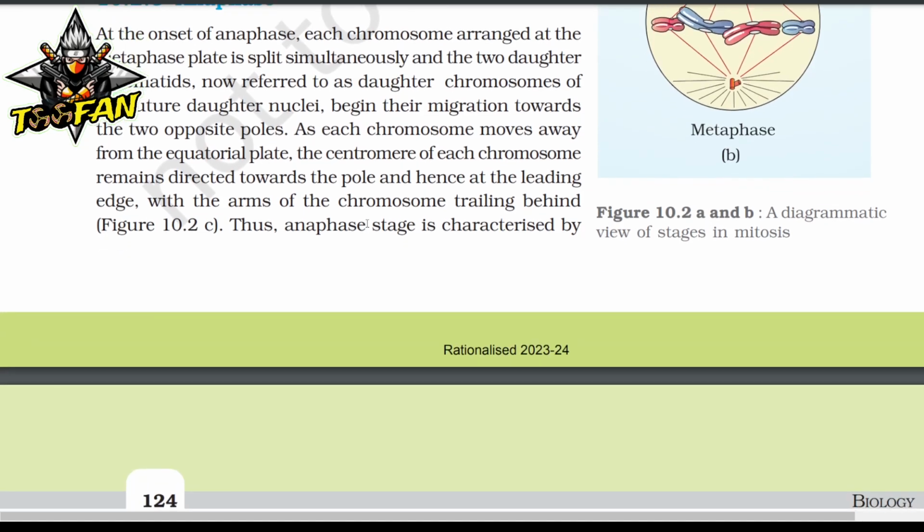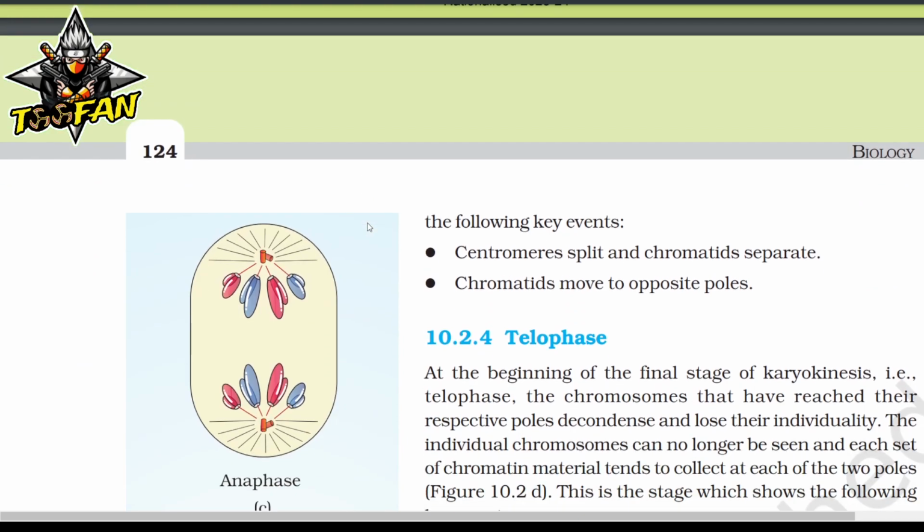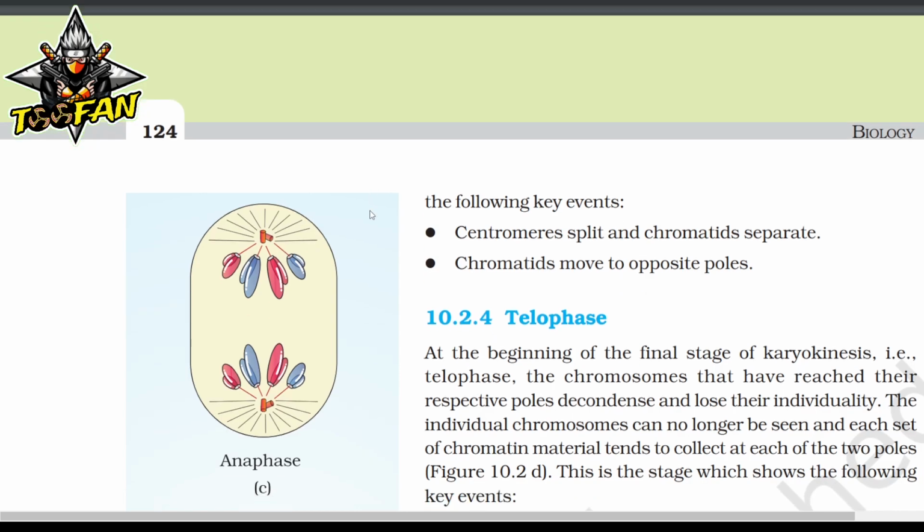Thus, the anaphase stage is characterized by the following key events. Centromeres split and chromatids separate. Chromatids move to opposite poles.